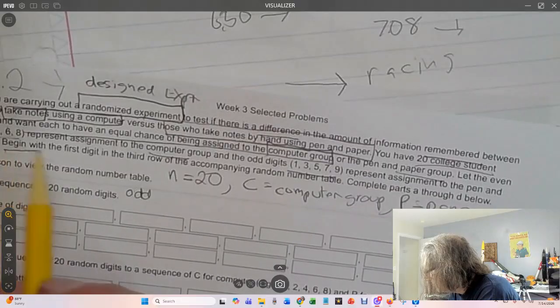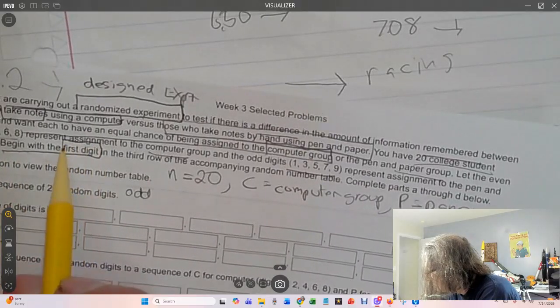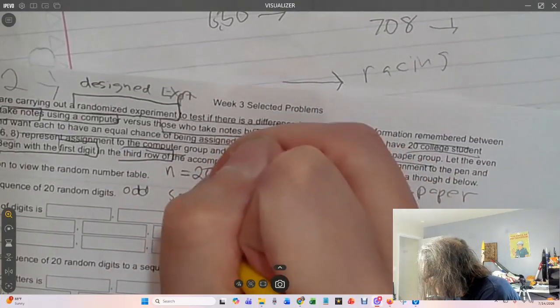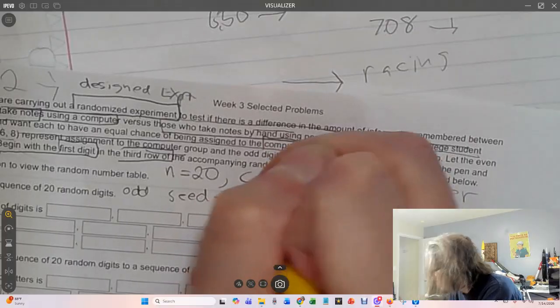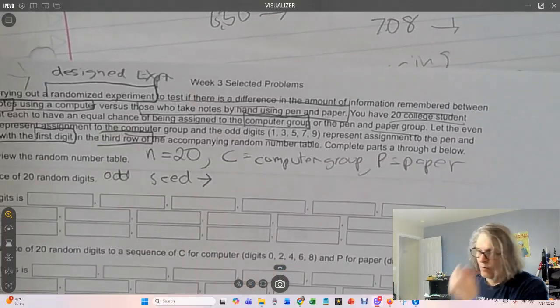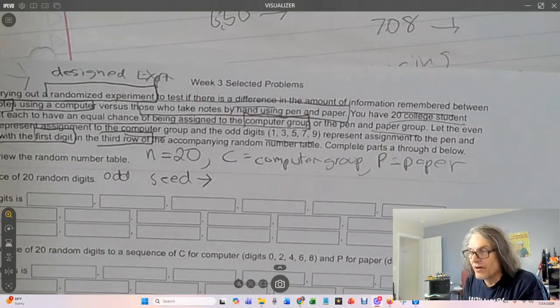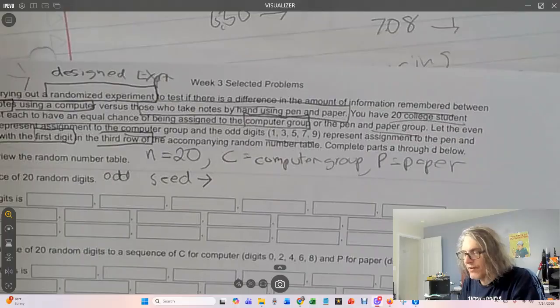And notice where it says to start. Begin with the first digit, third row. So that is what we would call a seed. A seed is like, you're going to let the computer start with this number. Then it's going to use that as a base to run its randomization program.